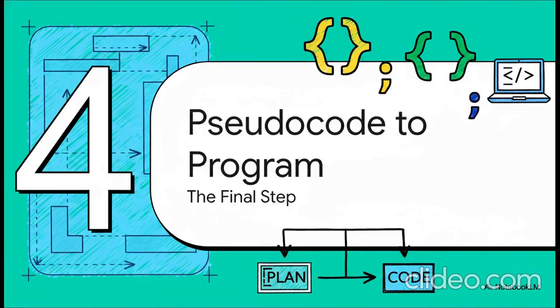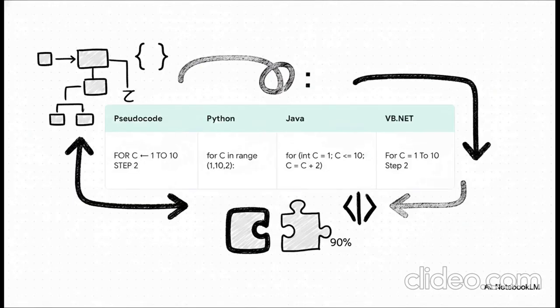Now it's time for the final step, the really cool part, seeing how this pseudocode plan translates directly into real, actual programming languages. This is where you're going to see just how powerful all this planning really is. Just take a look at this. On the far left, we have a simple for loop in our pseudocode. All it's doing is counting from 1 to 10, but in steps of 2.